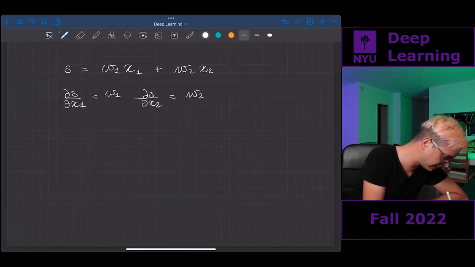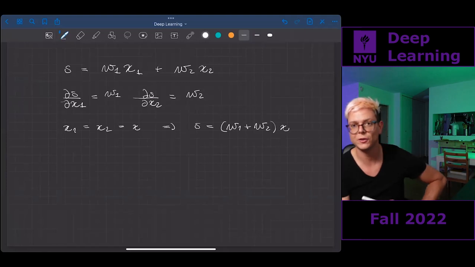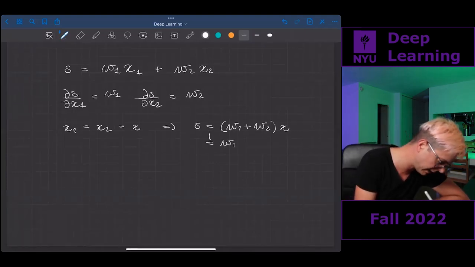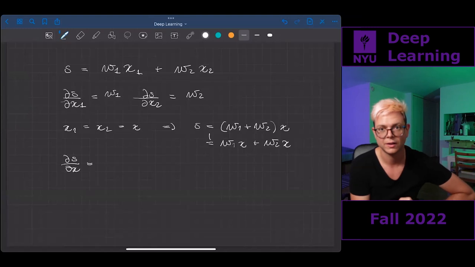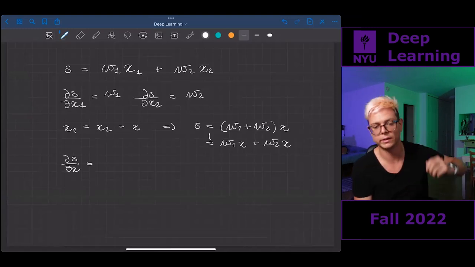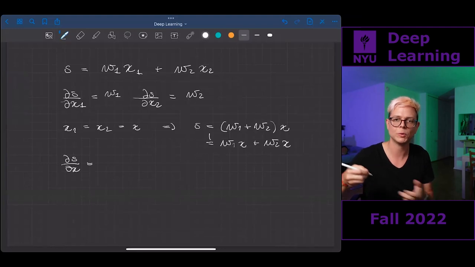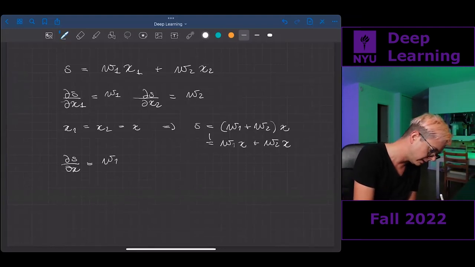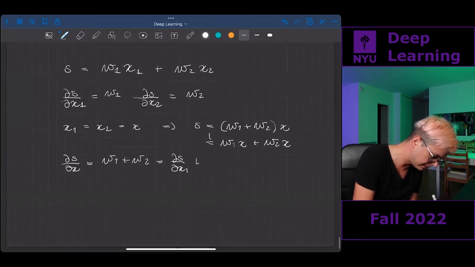Now let's assume that X1 equals X2, which is going to be X, and so you're going to simply have that S is going to be W1 plus W2 times X. And here you can see this as being parameter sharing, because you can have the same expression as before. But then if I ask you now the partial of S with respect to X, it's going to be the sum of the two gradients. And so if you have parameter sharing, that means you reutilize the same parameter multiple times, then the gradients will just sum. So you're going to have this one, which is basically equal to the derivative over the first one plus the other one.